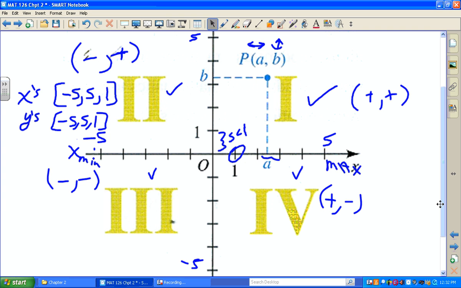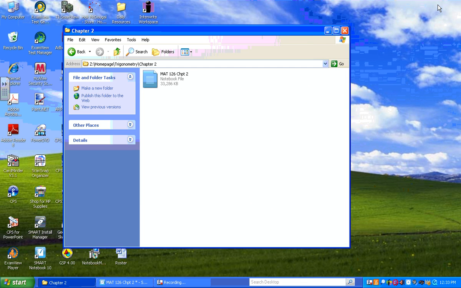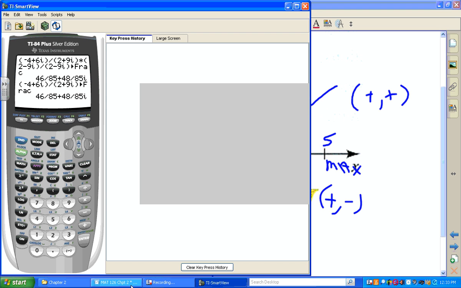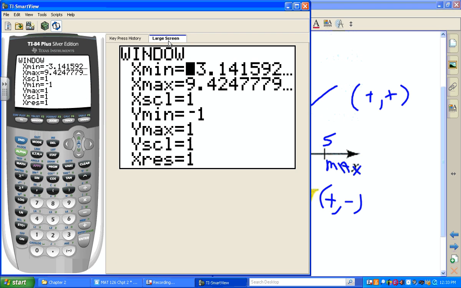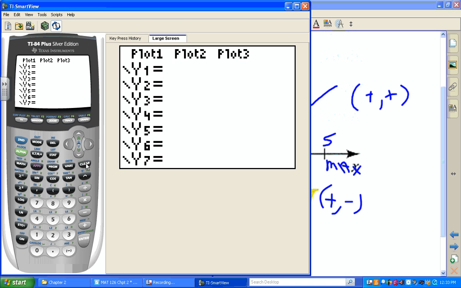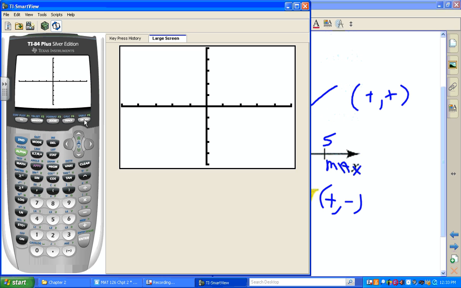Under Window is what you would go to see the x min, the x max, and the x scale. Don't go to X resolution or anything like that. Just go to Window. That's where you get the x min, the x max. Theirs is -5 to 5 with a scale of 1. Y minimum -5 to 5 with a scale of 1. X resolution just stays where it's at. We don't mess with that. You always need to make sure everything's cleared out of your y equals. And if you hit graph, you should get -5 to 5, scale of 1. Not too difficult. Okay? So all the quadrants are there.